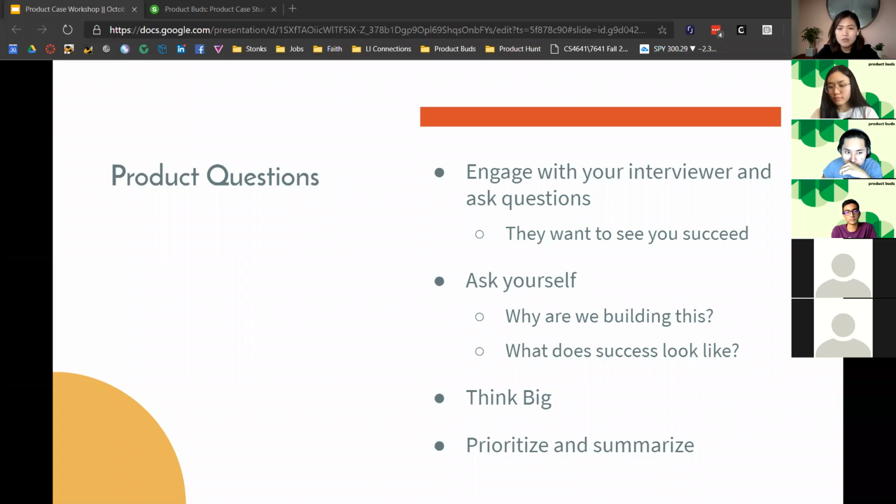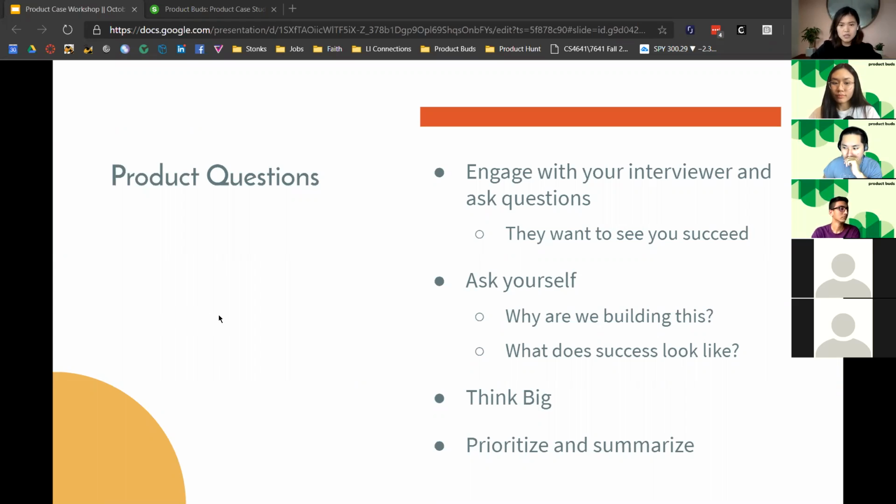And then the key to a lot of these questions is asking yourself why at different points in it. Keep giving yourself that opportunity to do a gut check and then talk through your thought process, because oftentimes interviewers want to see how you work through solutions. And then the last 2 points are think big and make sure to prioritize and summarize. In general, these are just good tips for PMs, whether you're interviewing or you're working in industry.